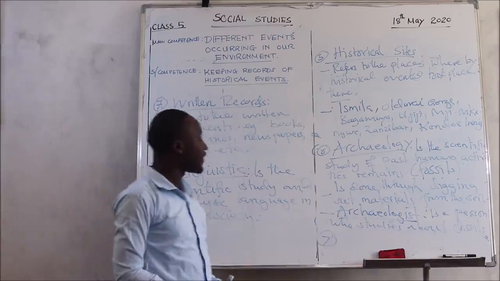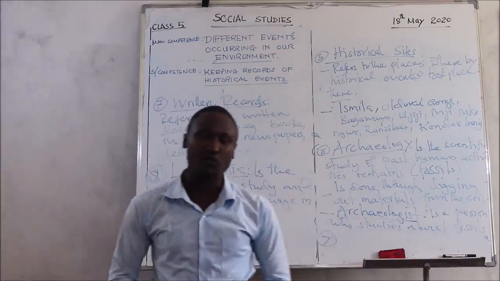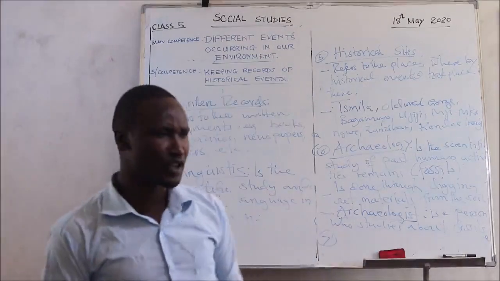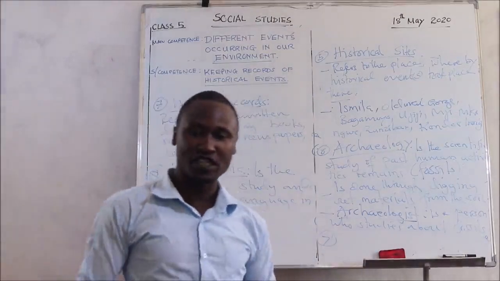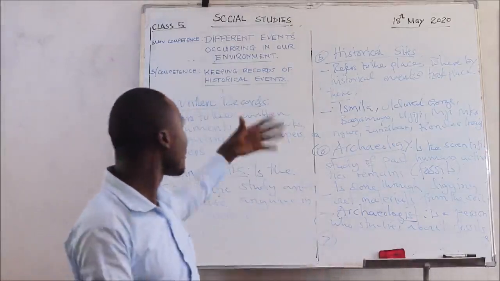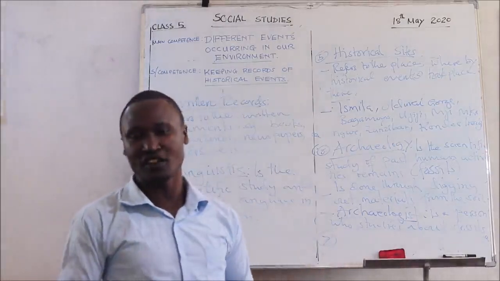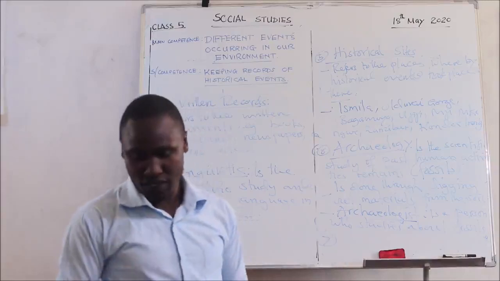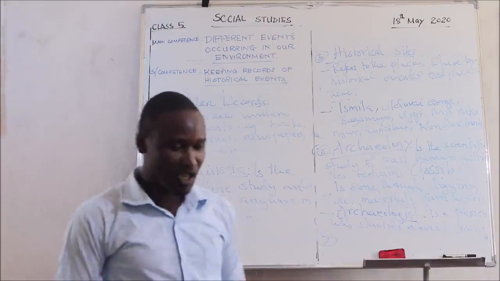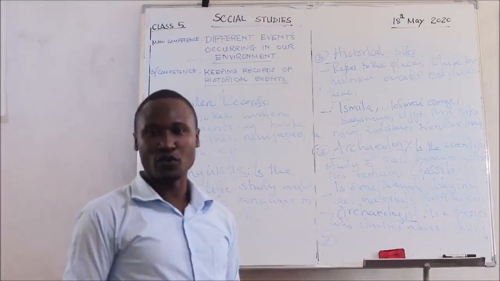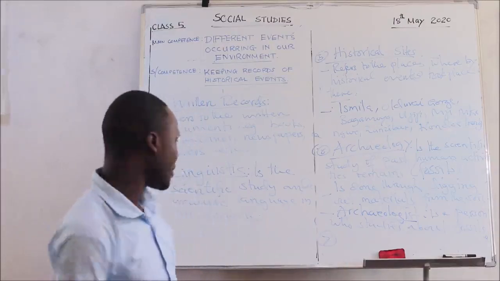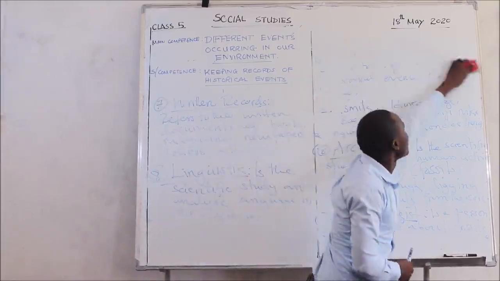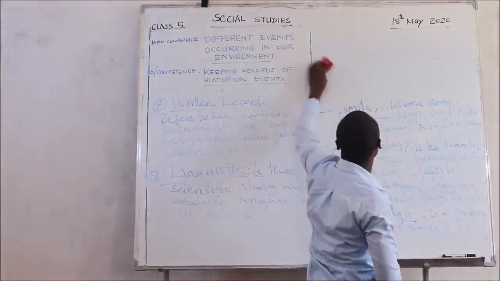So all of these are the methods which are used to keep historical events. As I've mentioned, the examples of historical events which took place in our countries are so many. So we can pass through them one after another so that we can give you the knowledge and information that you are required to get. So that is the end of our lesson. But before I wind up, I would like to give you a few questions for revision while you're at home, concerning today's lesson.